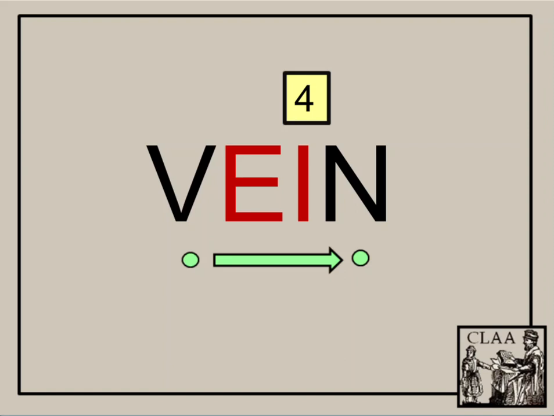Just because the digraph is written EI does not mean it's pronounced like the E in receive. The EI digraph only makes the E sound when it comes after the letter C. Otherwise, the EI digraph makes the sound A.